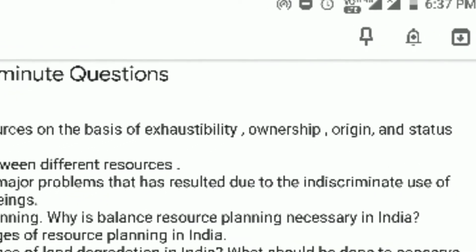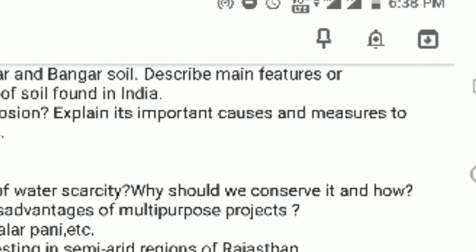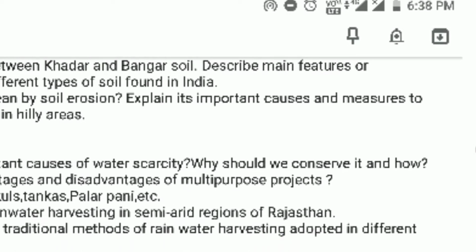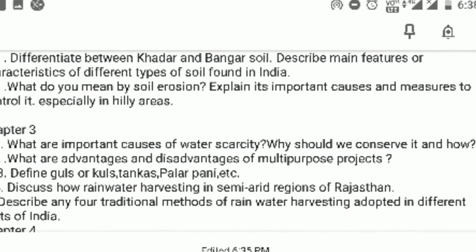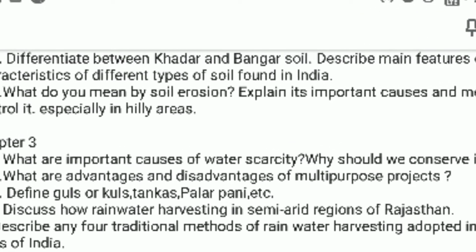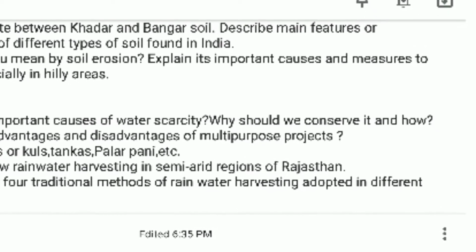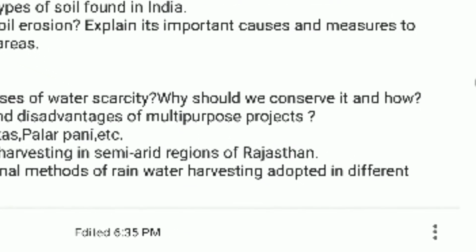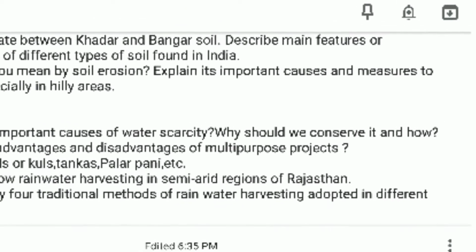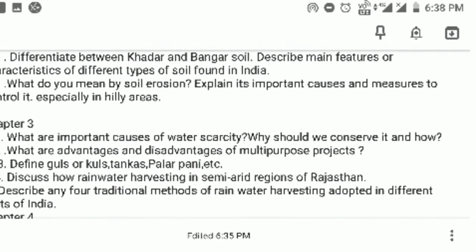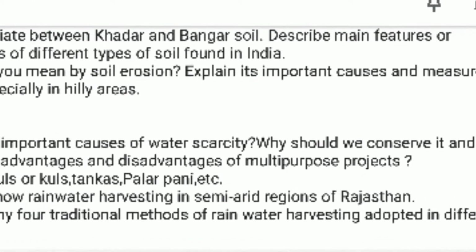In chapter 3, there are generally mainly two parts. One is water scarcity, causes of water scarcity, and why and how we should conserve water. Then is dams and multi-purpose projects. What are their advantages, disadvantages? Nowadays multi-purpose projects are opposed. Why? Because there are disadvantages of multi-purpose projects. That is why they are opposed.